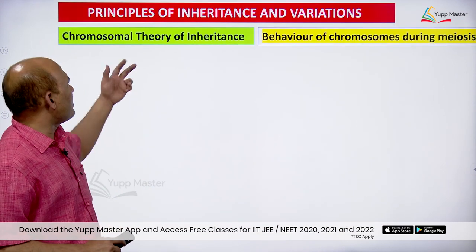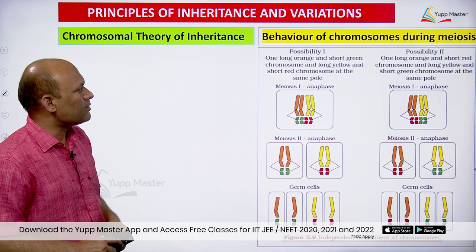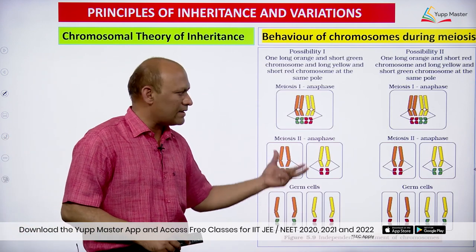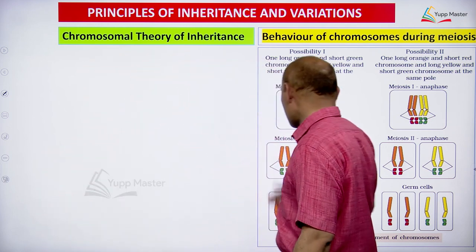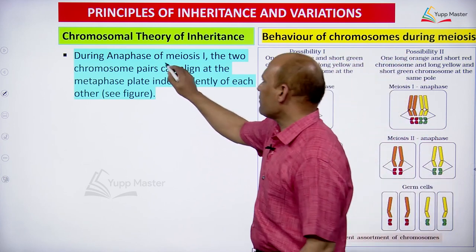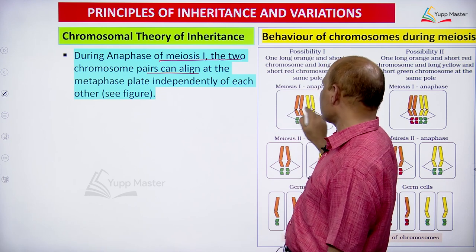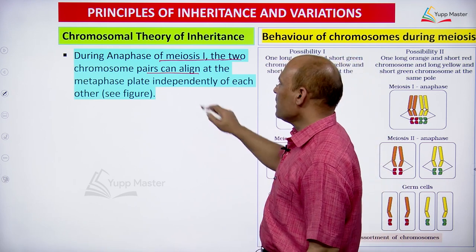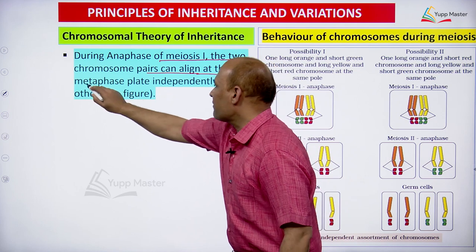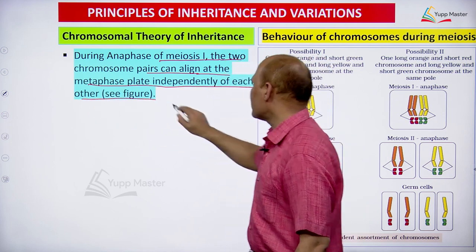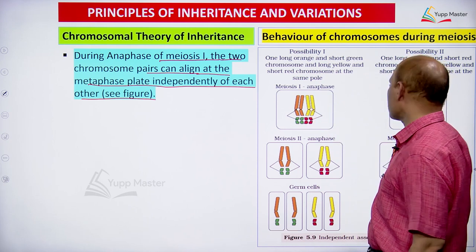See, one more thing, let us see. This is also very, very important, chromosomal theory of inheritance, right? Behavior of the chromosome during meiosis, dear students. This is the same thing but in different words we are going to discuss. So this proves what? Law of independent assortment. During anaphase of meiosis 1, the 2 chromosome pairs can align at the metaphase plate independently of each other, as I have shown in the figure. I am talking about 2 pairs of chromosomes here.